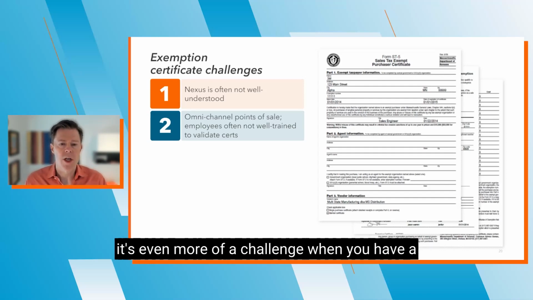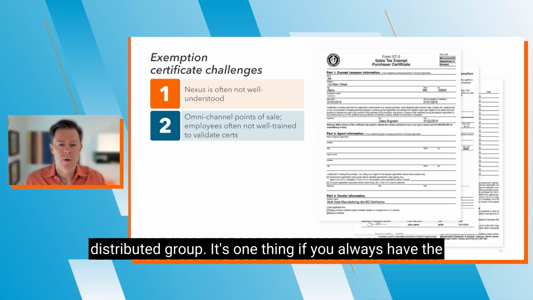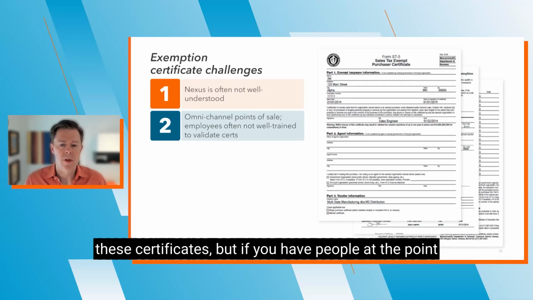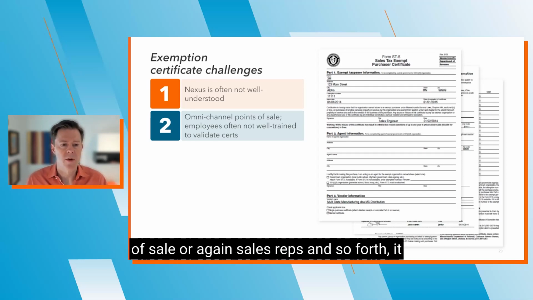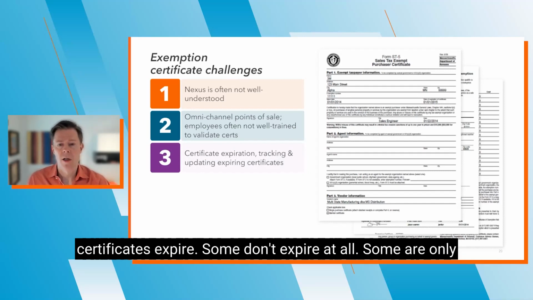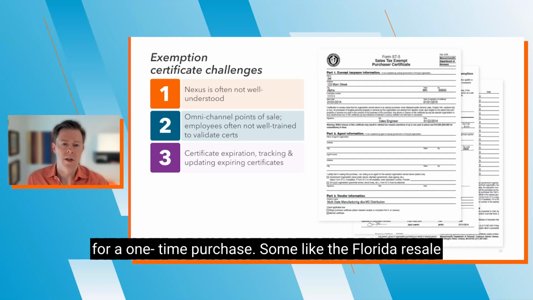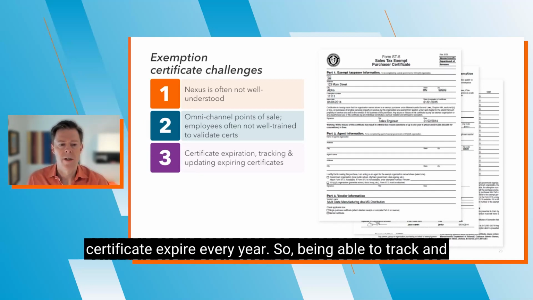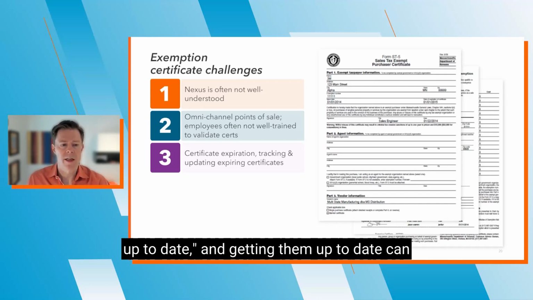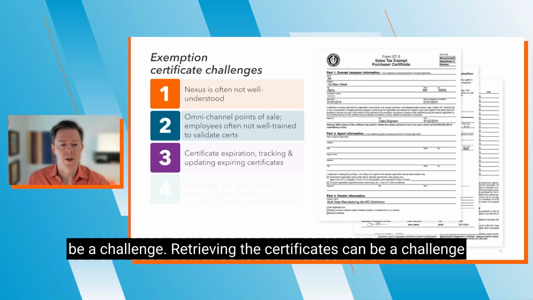And it's even more of a challenge when you have a distributed group. It's one thing if you always have the same tax department or people in accounting or AR collecting these certificates, but if you have people at the point of sale, or again, sales reps and so forth, it's more challenging. And then, to make it doubly challenging, these certificates expire. Some don't expire at all. Some are only for a one-time purchase. Some, like the Florida resale certificate, expire every year. So being able to track and understand, do you have all the certificates and are they up to date, and getting them up to date can be a challenge.